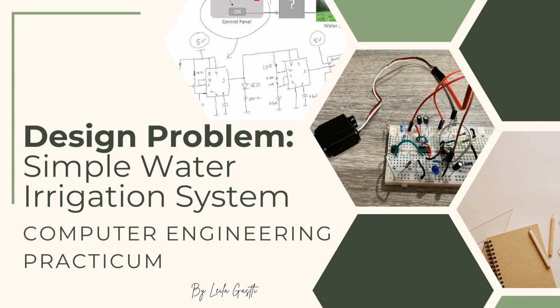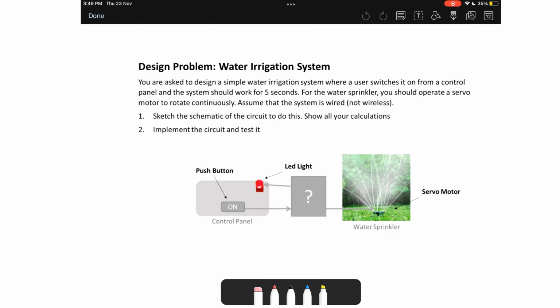Assalamu alaikum. So this is a tutorial for computer engineering practicum where I'm going to solve a design problem. I have this water irrigation system and you're asked to design this system where a user switches it on from a control panel and the system should work for 5 seconds only.